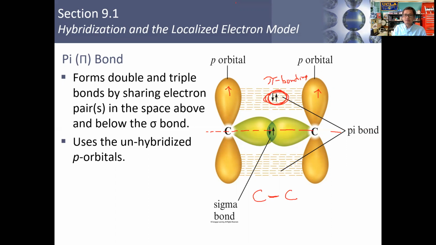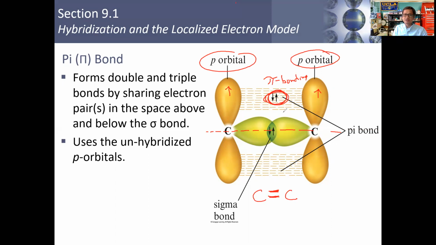Each one of these electrons is shared between these two p orbitals. These are p orbitals, not hybrid orbitals. These are unhybridized atomic orbitals, but the electrons are shared between them. The electrons can be in this space here, or they can be down here as well. But the second bond of the double bond is going to be your pi bonding interaction. So you have one sigma and one pi.